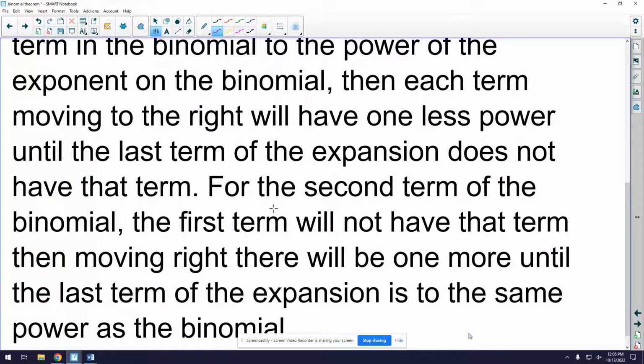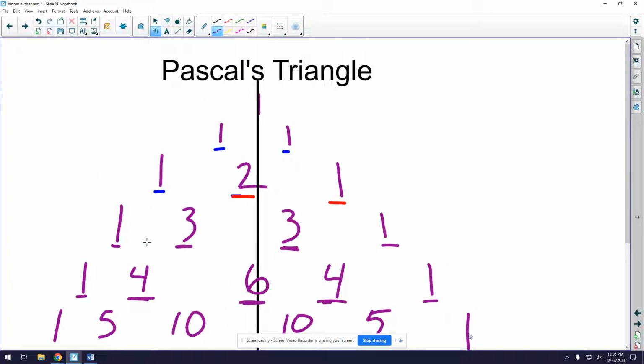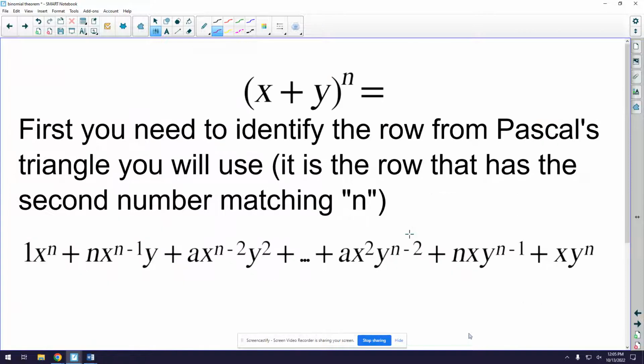And the second term of your binomial will go kind of in reverse. The first term will not have that term, and then moving to the right, there will be 1 more until the last term has the same power as your binomial. So from the second term, it would have none of those, 1 of those, squared, and cubed. So let's look at what that means and look at some examples.